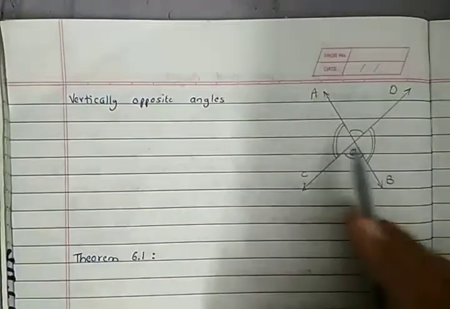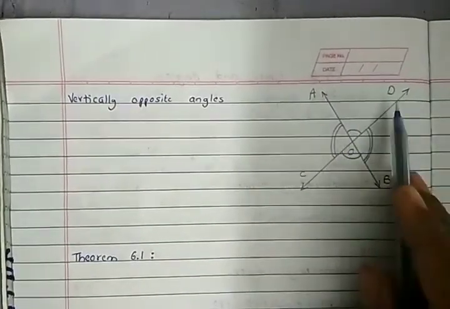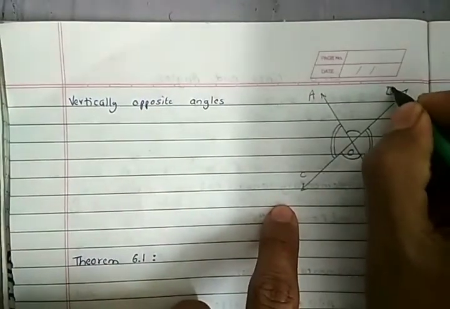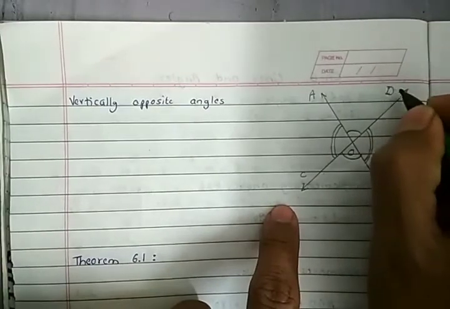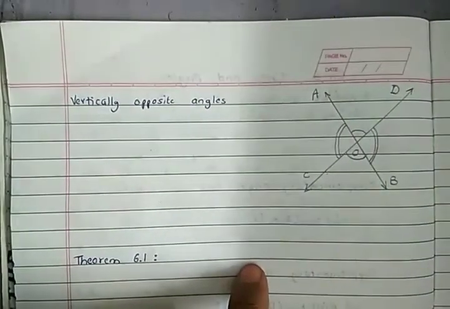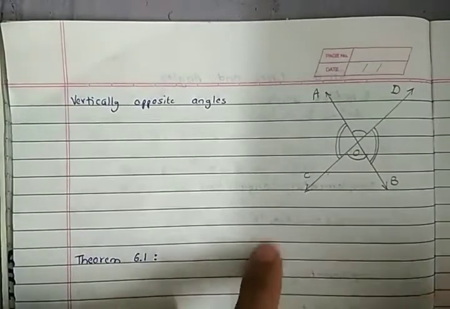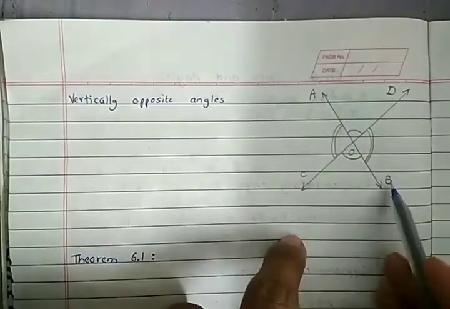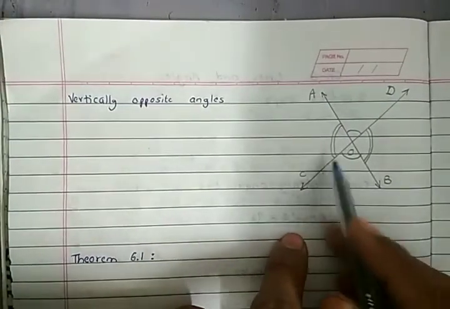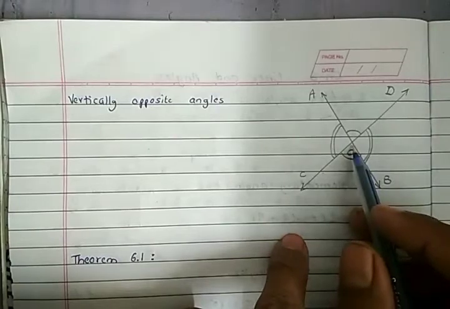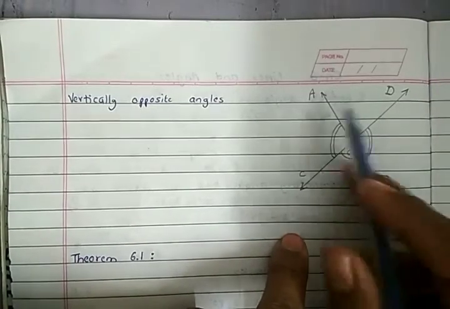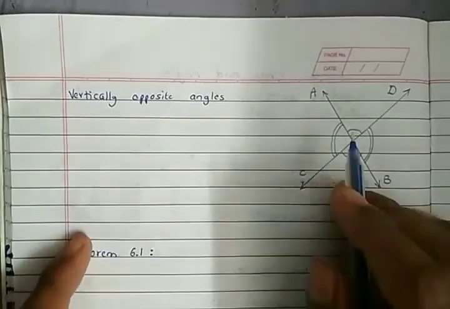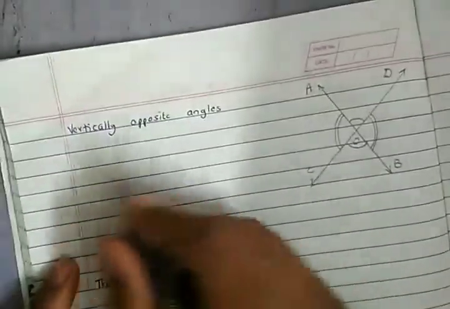Now you look at this figure, AOD and COB. How are they formed? When line AB is intersecting line CD, they meet at one common point O, and then this is formed. We'll write it down.